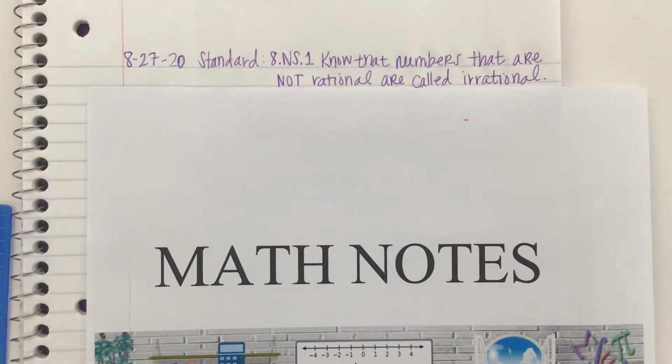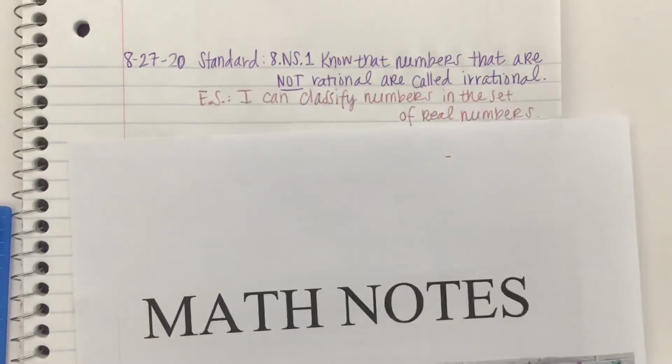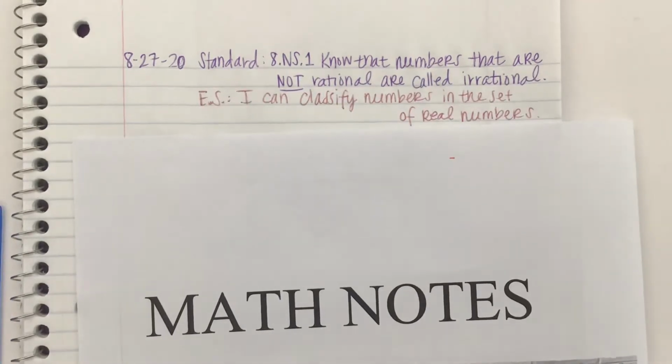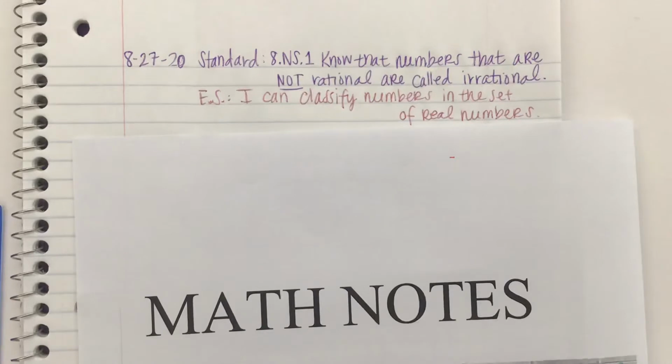The standard is 8.NS.1. Know the numbers that are not rational are called irrational. Okay, so today we're going to be classifying numbers. And our essential statement, now that we know that ES stands for essential statement, go ahead and abbreviate. Our essential statement today is I can classify numbers in the set of real numbers.